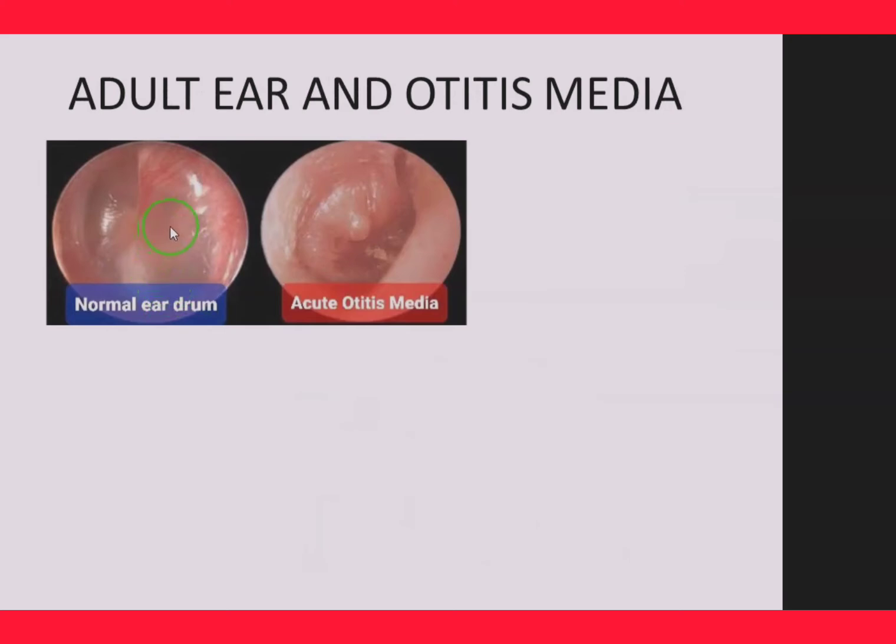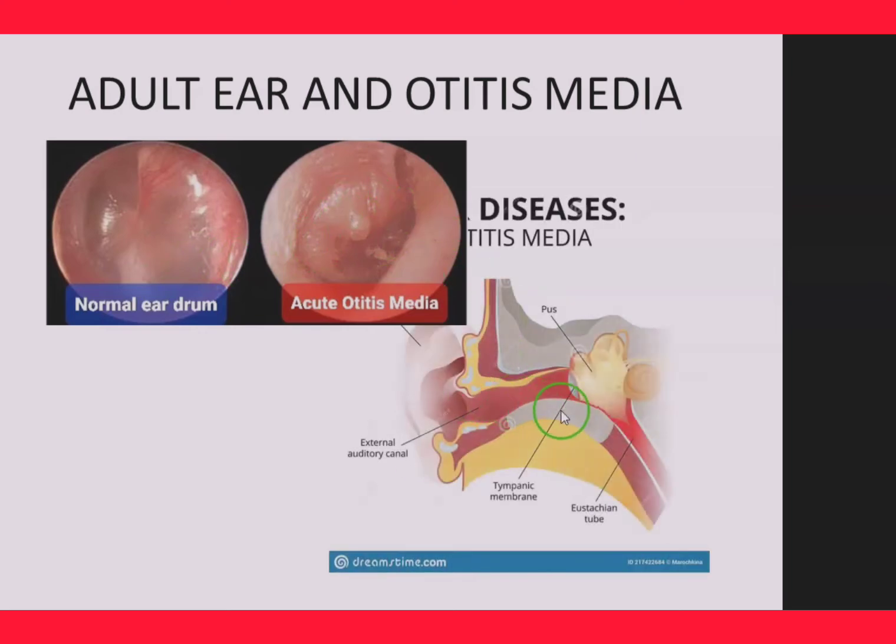The normal eardrum you can see, and you can see the bulging in acute otitis media because of the pus. This picture shows very well. This is the eustachian tube, and you have the pus around this region. This is the tympanic membrane, which will normally bulge out. That is the bulging out you see, instead of being this way, and it can easily vibrate with sounds, and communication is very easy. The external auditory canal is this way.